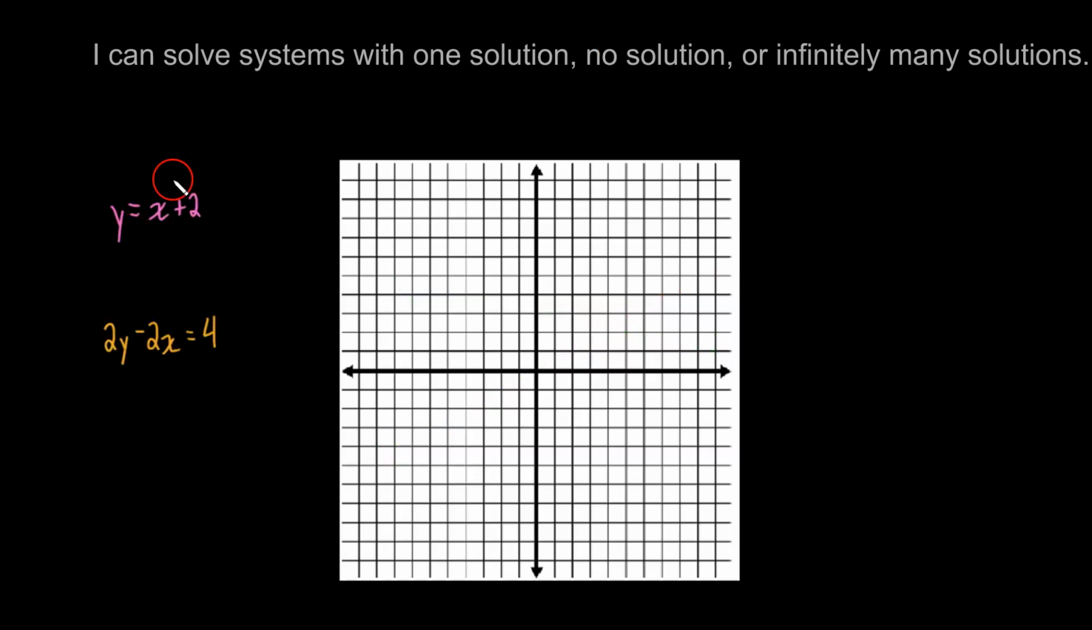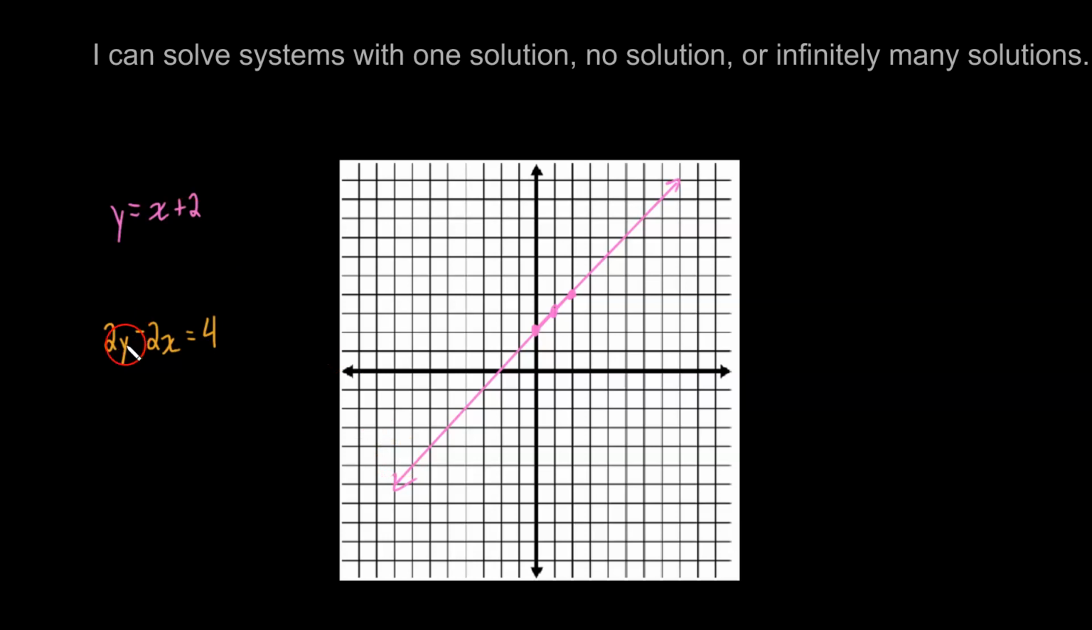So let's say we're given these two equations here. This one here written in slope-intercept form and this one here in standard form. So let's go ahead and graph y equals x plus 2. So it's got y-intercept of 2. It's got a slope of 1, so up 1 over 1. So y equals x plus 2 will look something like this line right here.